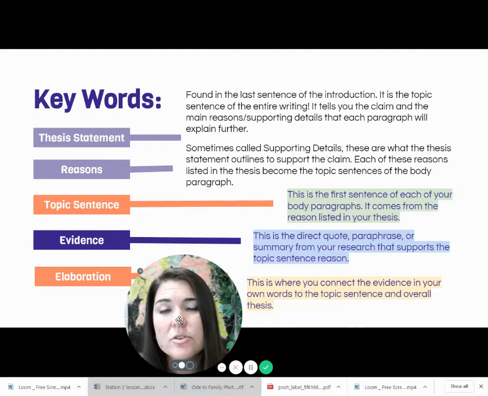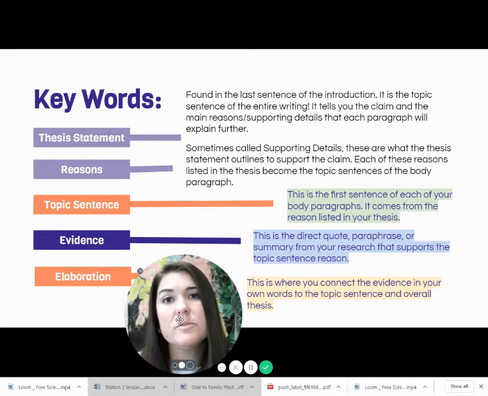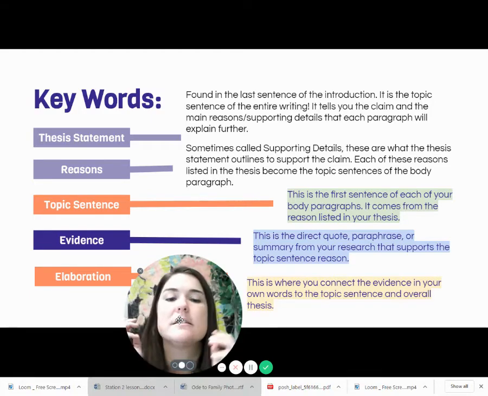So you should still be able to go back to your writing and see, okay, I have a thesis statement. I do have a topic sentence for every paragraph. I do have evidence, and I do have elaboration. You will see this skeleton within your writing no matter what. Whether you use the same text frames as I do or not, you will see this. Topic sentence is that first sentence of each of your body paragraphs. It comes from the reasons that you listed in the thesis.